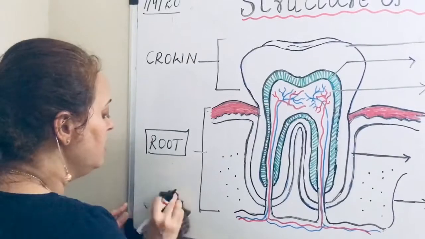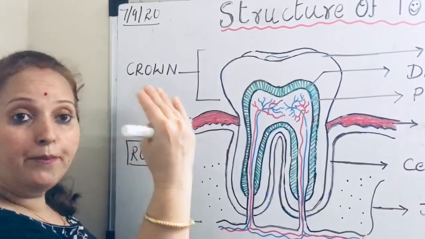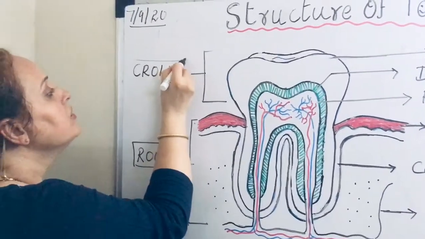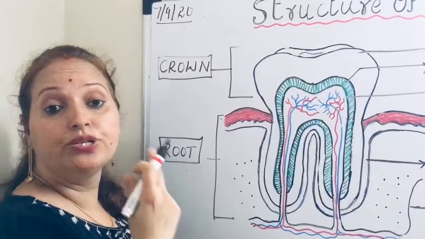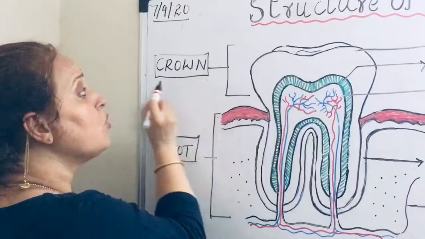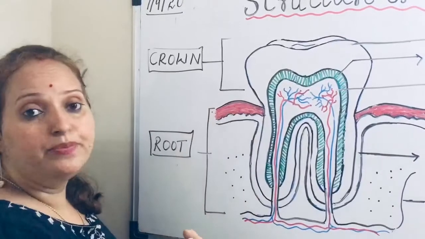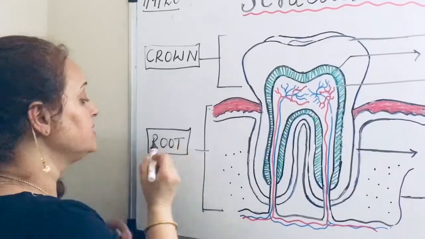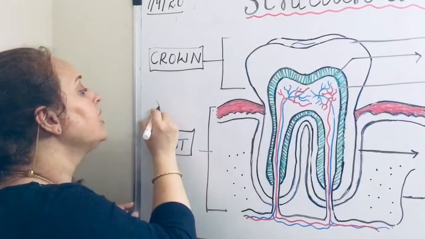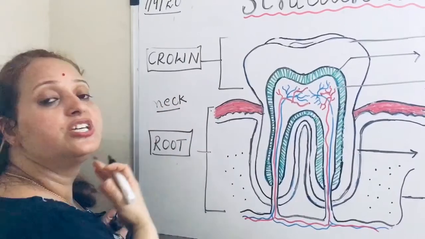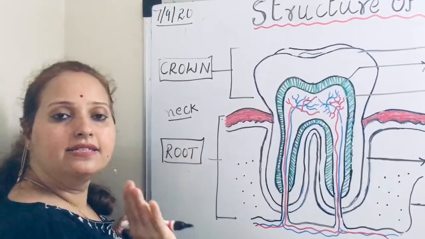Now, we can see that our tooth is divided into two parts. The upper portion is called the crown, right? The crown is always present on the head. Similarly, the upper white portion, which we all can see, is called the crown of a tooth. And the lower portion, which is not visible to us, is fixed in the jawbone, that is called the root. Between the crown and root, there is another part called the neck, just like we have a neck. Similarly, between the head and the lower portion, the middle part is called the neck.